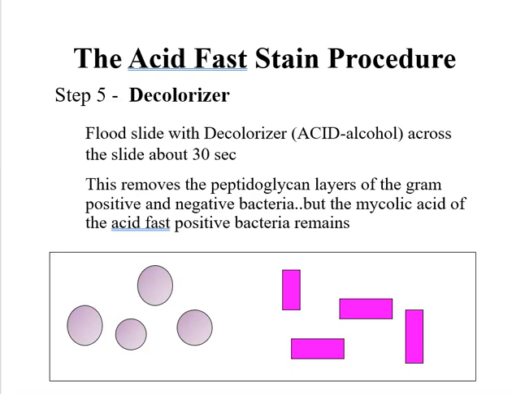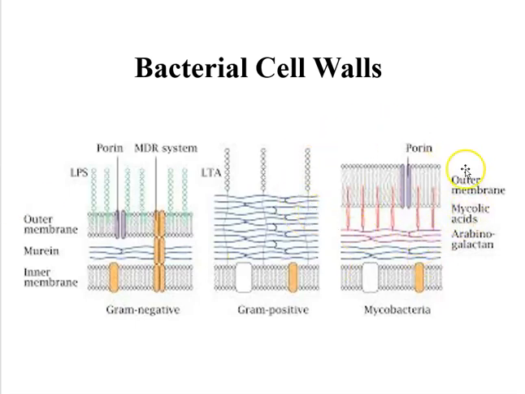So you would flood the slide with acid alcohol for 30 seconds. It will remove the stain from the peptidoglycan layer of any gram positive or gram negative bacteria. It will remove it. But because you have the mycolic acid, that carbol fuchsin will stay in. It will not get rinsed out because, again, this is much thicker. Okay, and those mycolic acids are going to hold that stain in.